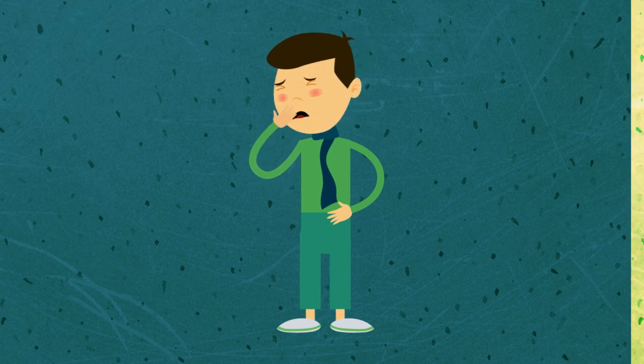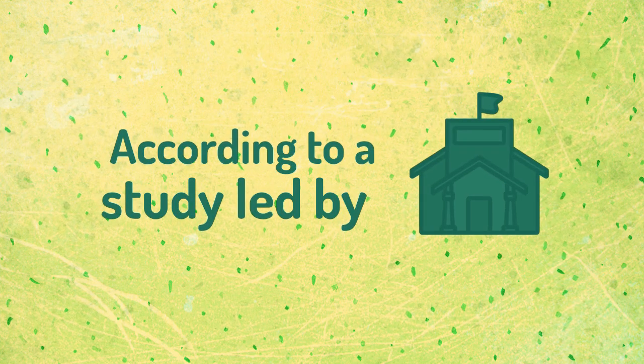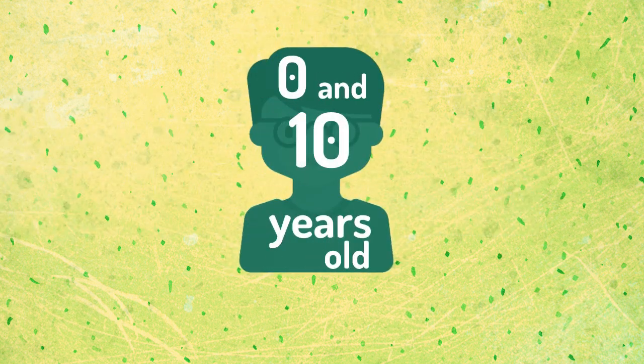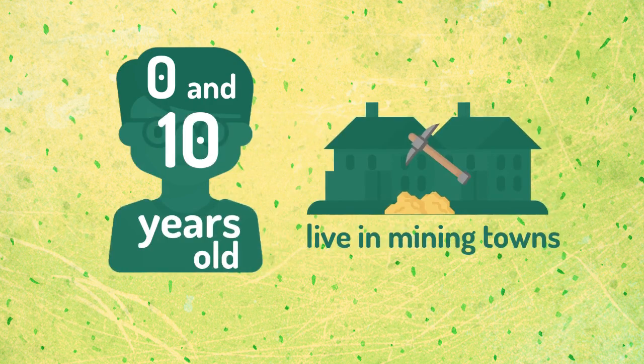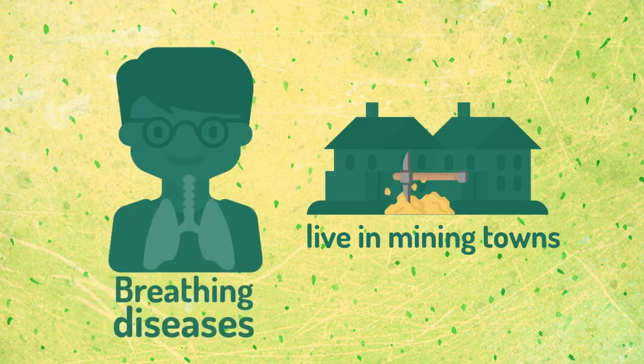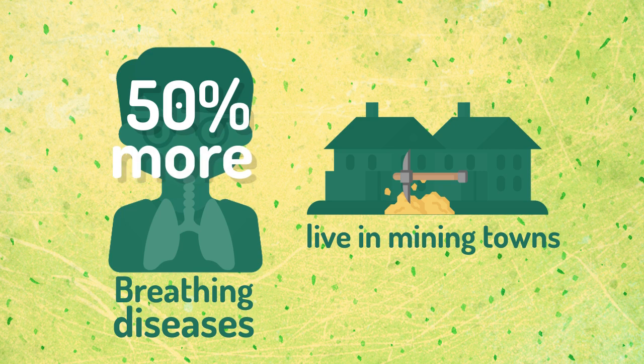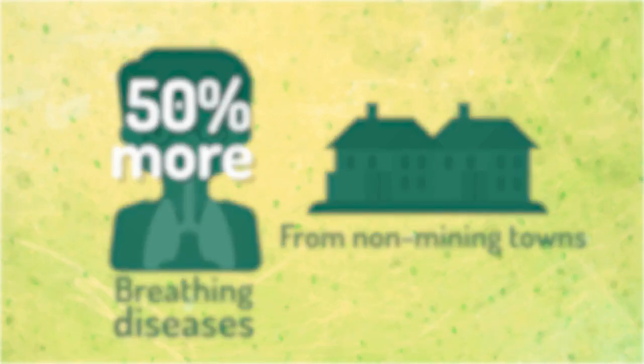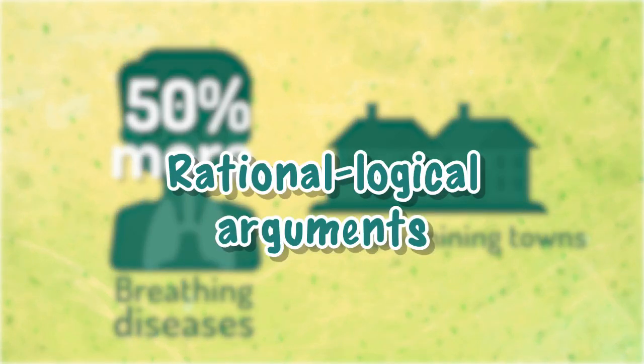But if you mention facts, such as, "According to a study led by this university, children between 0 and 10 years old who live in mining towns tend to suffer from breathing diseases as much as 50% more than kids from non-mining towns," then you are using rational, logical arguments.